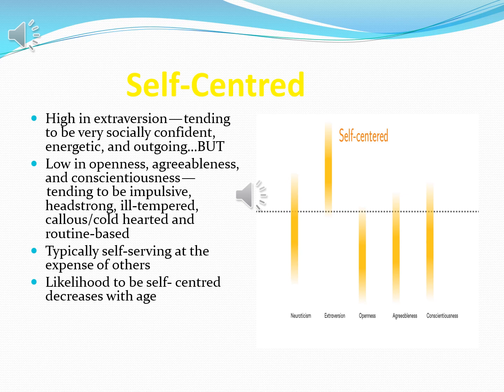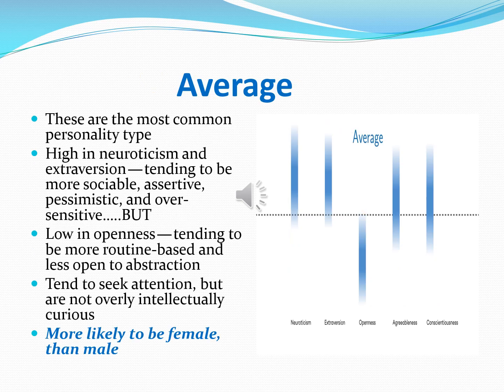By seeing the graph, you can find out in which traits they are above average, and in which they are below average. The next type is the average. They are the most common personality type around.